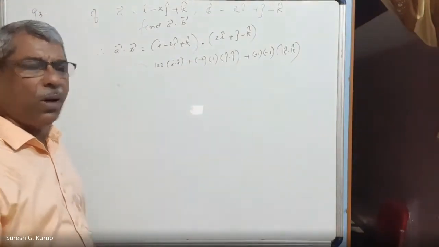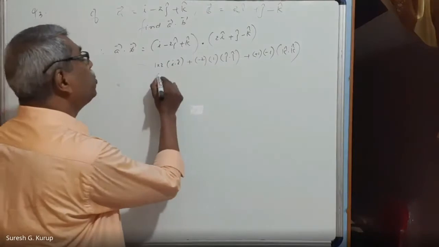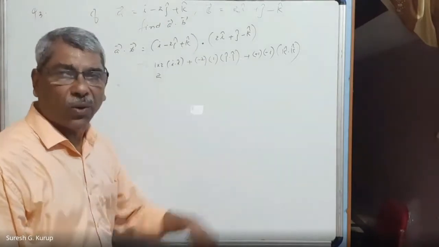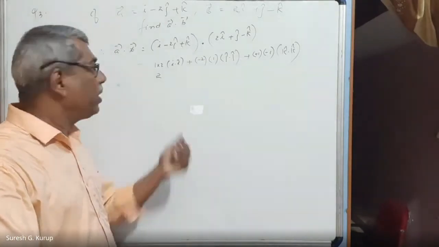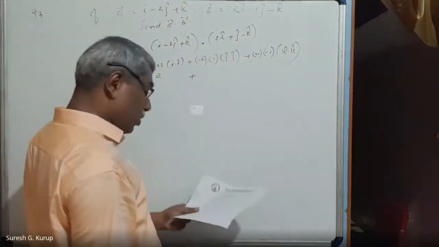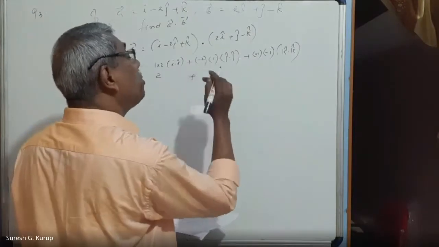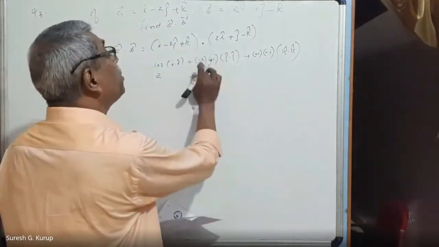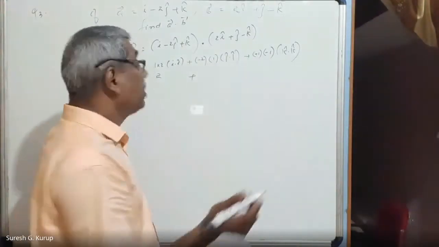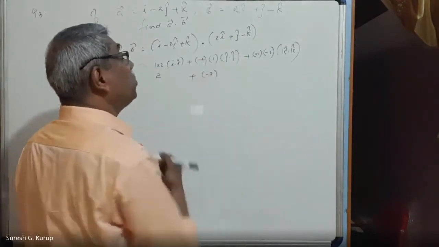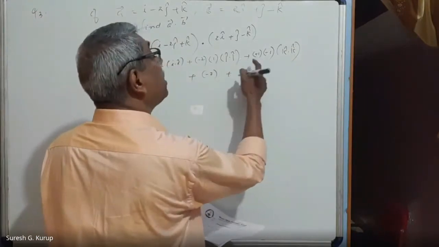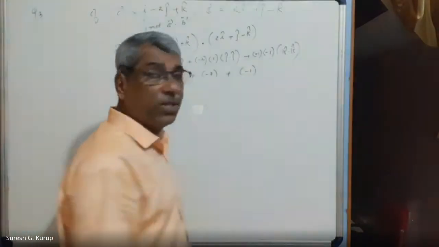Understand once and do as many questions as you like, right? 1 into 2 is equal to 2 only, because i dot i is equal to 1 into cos 0. i dot i is equal to 1 only. So 1 into 2 into 1 is equal to 2 only. Plus this one: minus 2 into 1 is equal to minus 2, and j dot j is also equal to 1. Therefore, this quantity is equal to minus 2. Third term: plus 1 into minus 1 is equal to minus 1, k dot k is equal to 1 only.